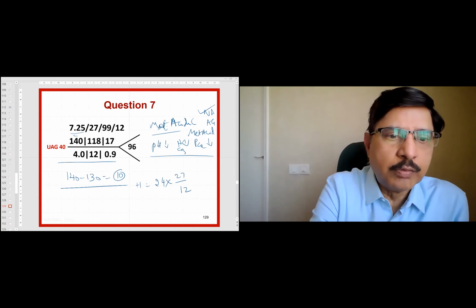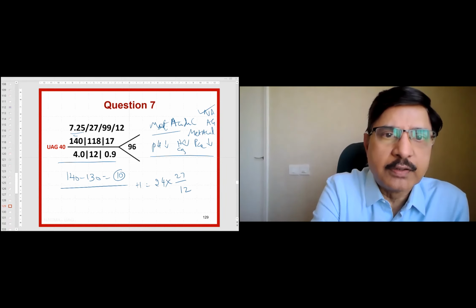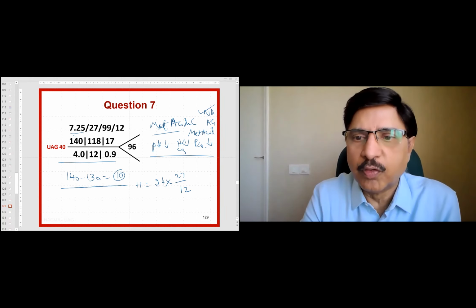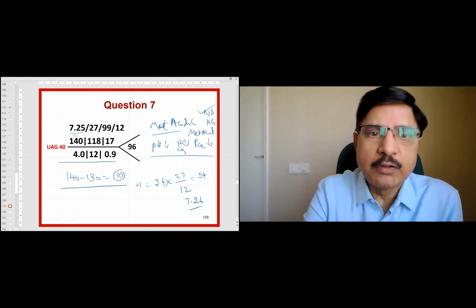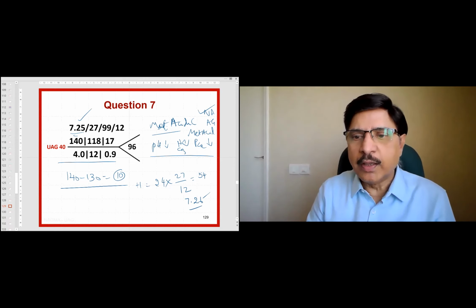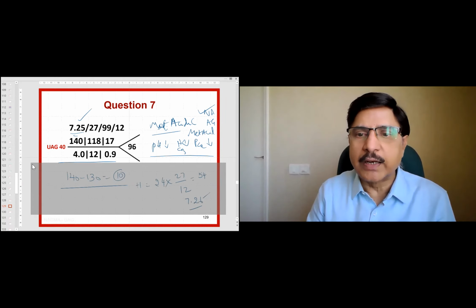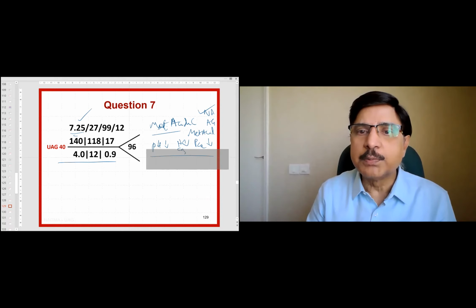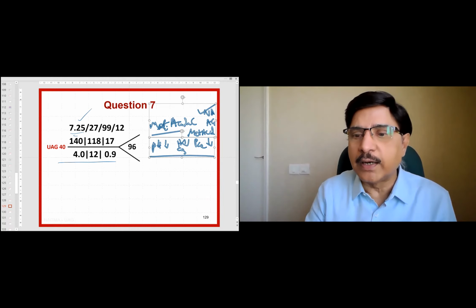Okay. 24 multiplied by 27 divided by 12 gives 7.26. Consistent. Now 7.25, tallying, no problem. So that verification is over and the anion gap is also over. Once the anion gap is normal, you are not worried about the osmotic gap. The osmotic gap is required only when there is an anion gap acidosis.